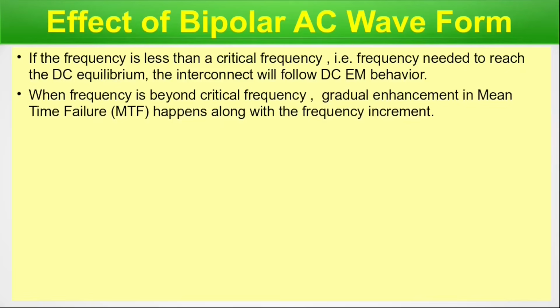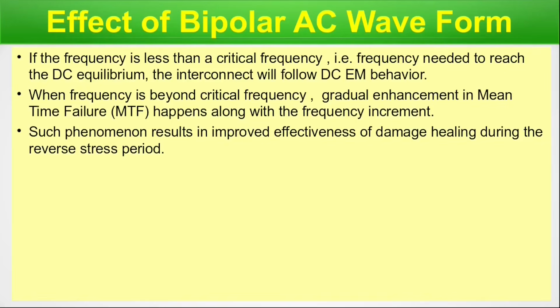When the frequency is beyond the critical frequency, that means the circuit operation frequency is much higher than the critical frequency, a gradual enhancement in the mean time to failure happens along with the frequency increment. Now, what do you mean by the enhancement in the mean time to failure? That means the point of the failure goes away from the origin, that is x equal to 0 or time equal to 0 point. In the last episode, I explained this mean time to failure with the infographics. So that point of the MTF will go away further.